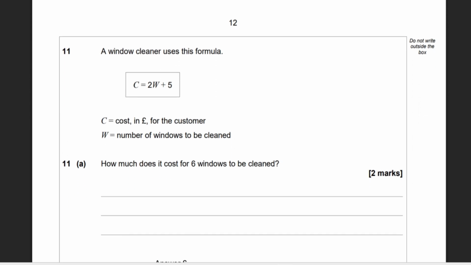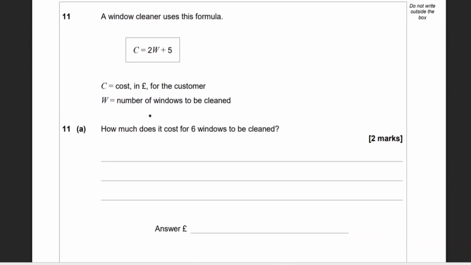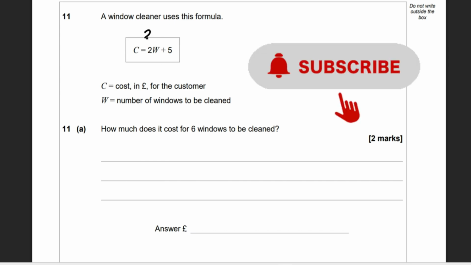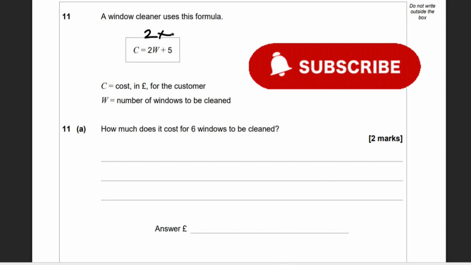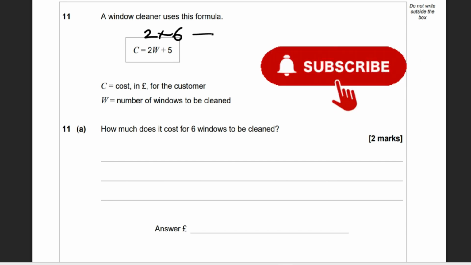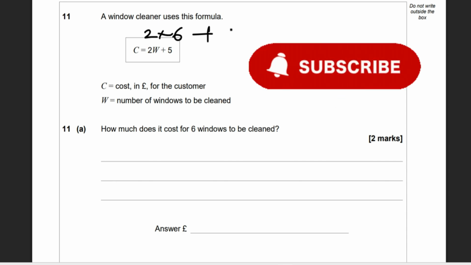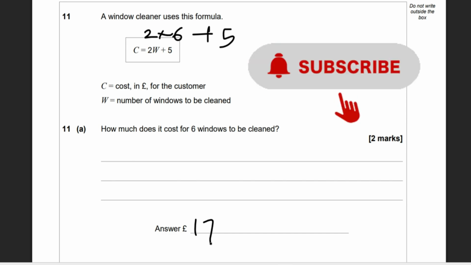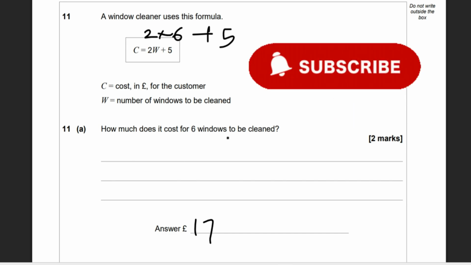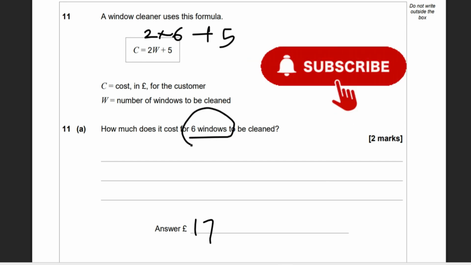Okay, use this formula. A window cleaner uses this formula. C equals 2W plus 5. How much for 6 windows? So W is 6. So 2 times 6 plus 5. So 2 times 6 is 12. 12 plus 5 will give us 17. So this is going to cost 17. 2W means 2 times W. That's why we did 2 times 6. Okay. Because the windows were 6.